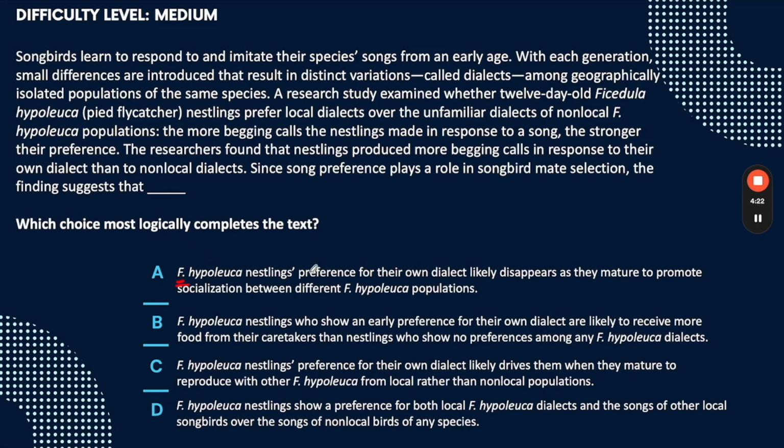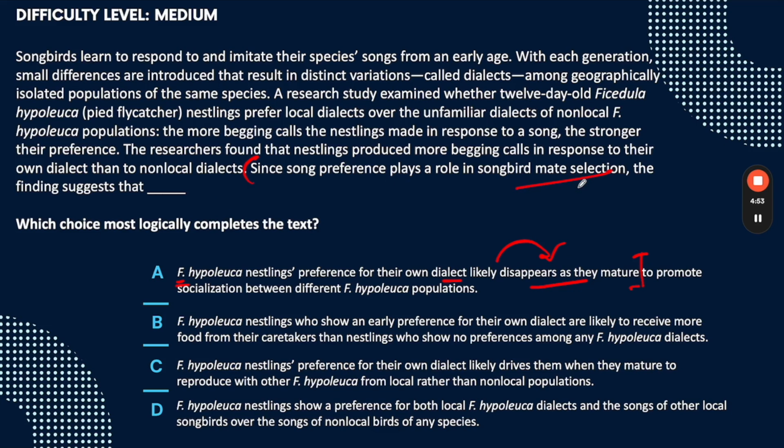So, FH nestlings' preference for their own dialect likely disappears as they mature to promote. Okay, let's just stop here. The option is very lengthy, so I want to find half part of it and see if everything is correct till here. Right? Now, what is it talking about? It's talking about the preference for their own dialect and it disappearing as they mature. Is that what we are talking about? The last sentence talks about the songbird mate selection, right?